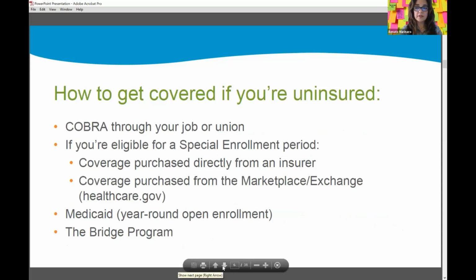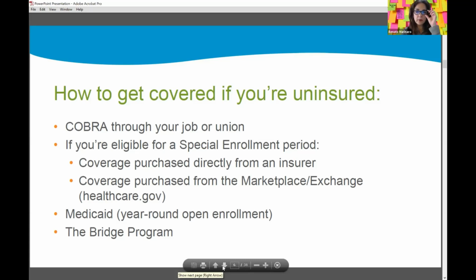Right now, your options, if you're uninsured, are what you see here. So you may be eligible for COBRA. If you recently lost coverage through your job or your union, and we're going to talk about COBRA in a second, you may be eligible for a special enrollment period, in which case you can buy insurance either directly from an insurer, and we talked a little bit about why that's not a great idea if your income fluctuates, or you can buy it through healthcare.gov. You may be eligible for Medicaid. Not many people are, but some people are.